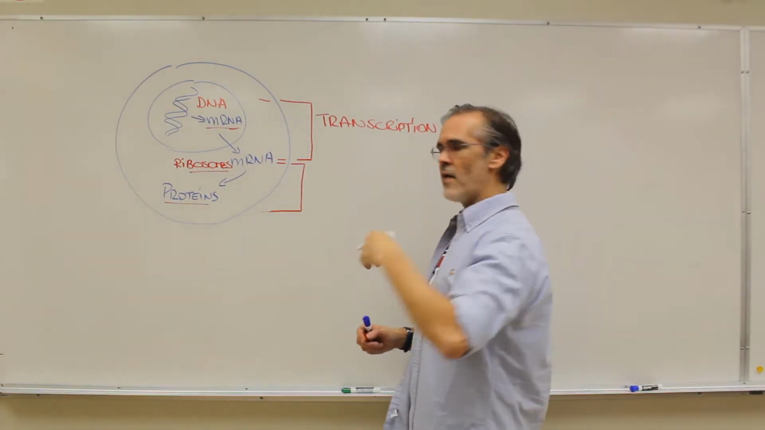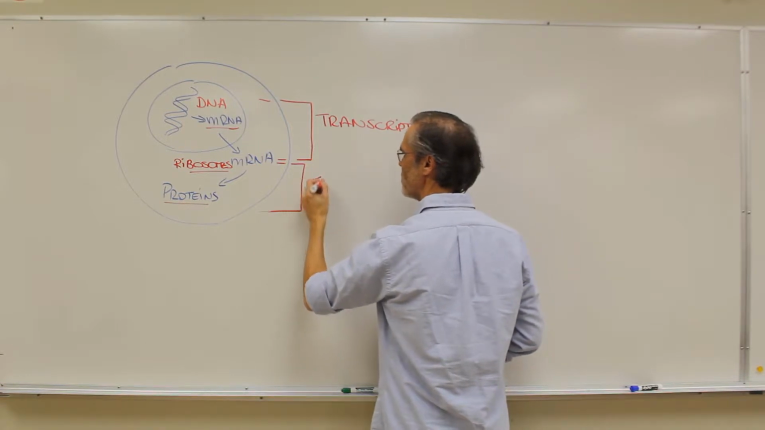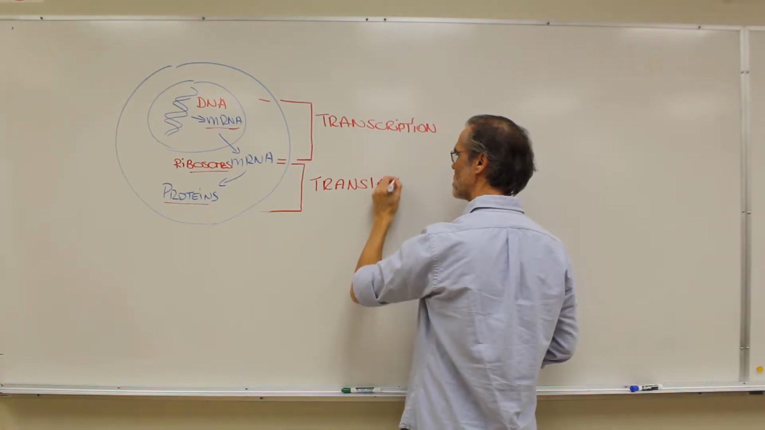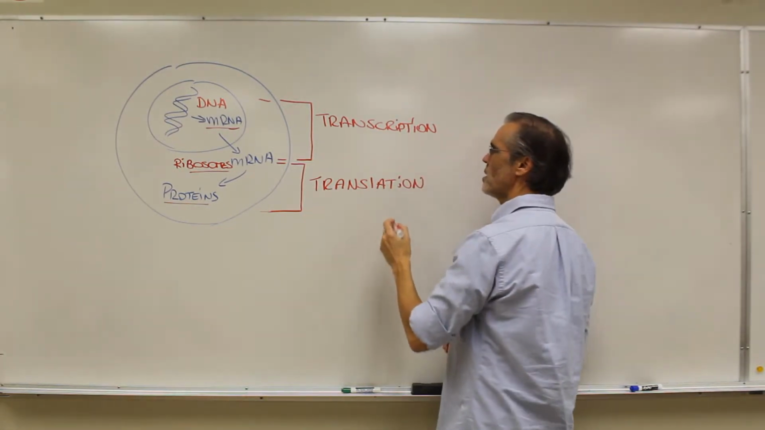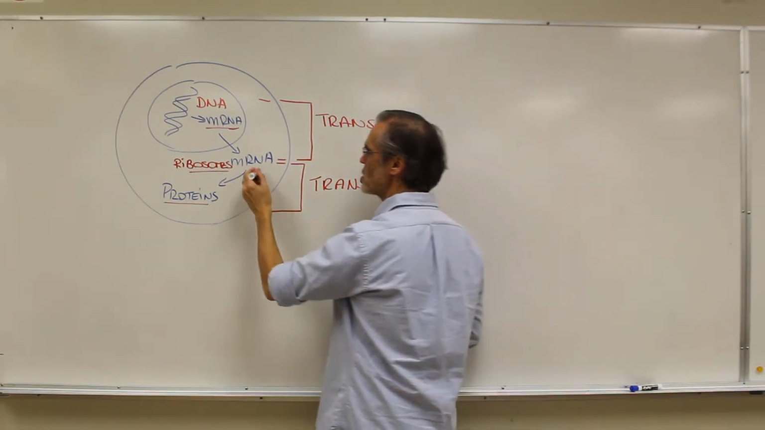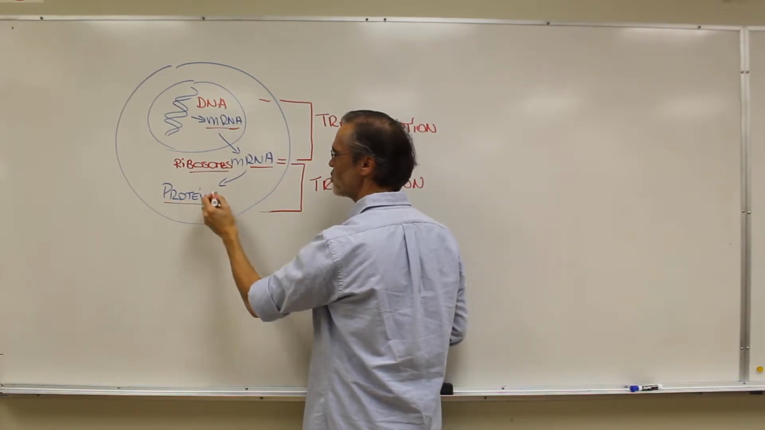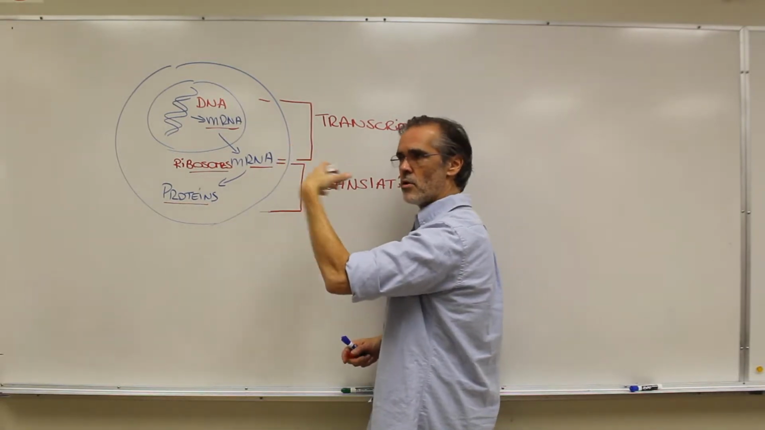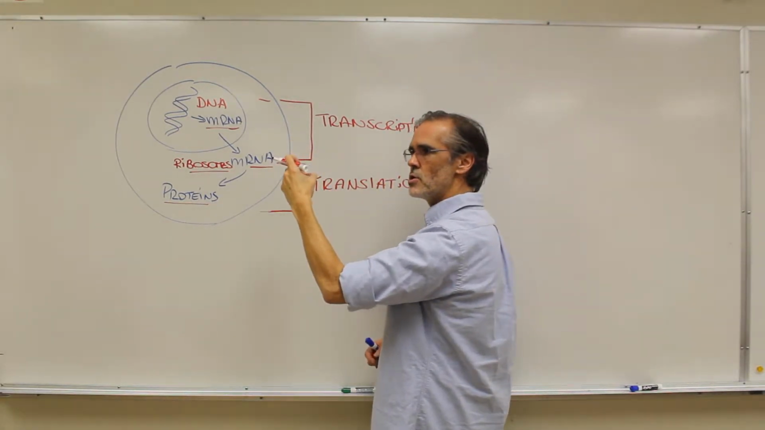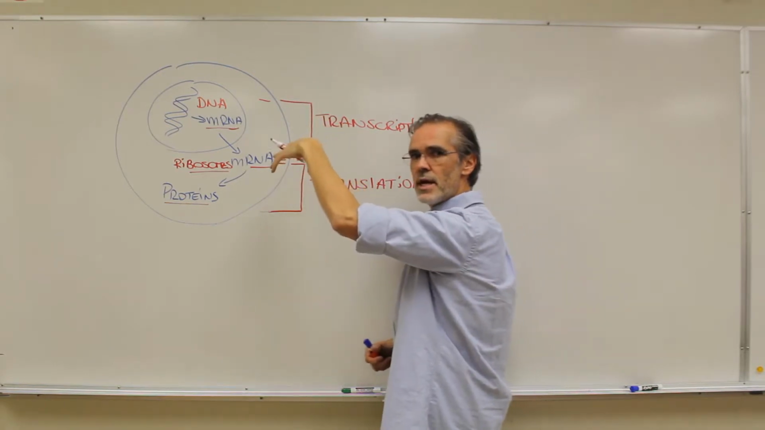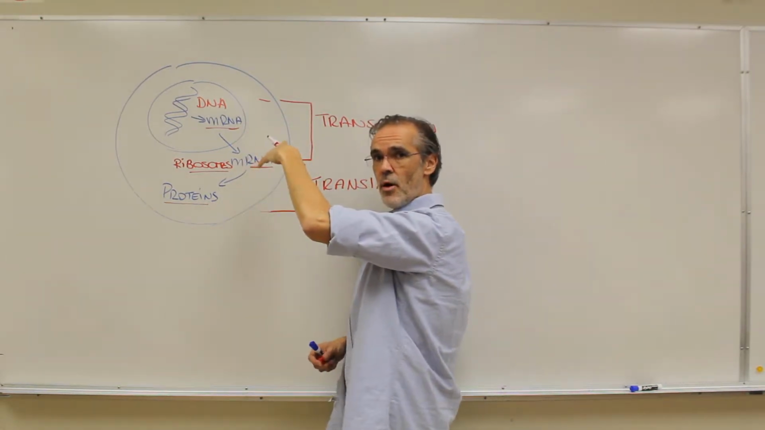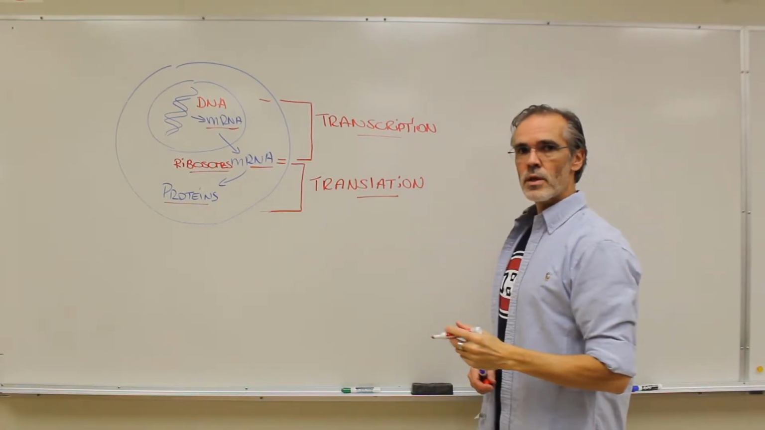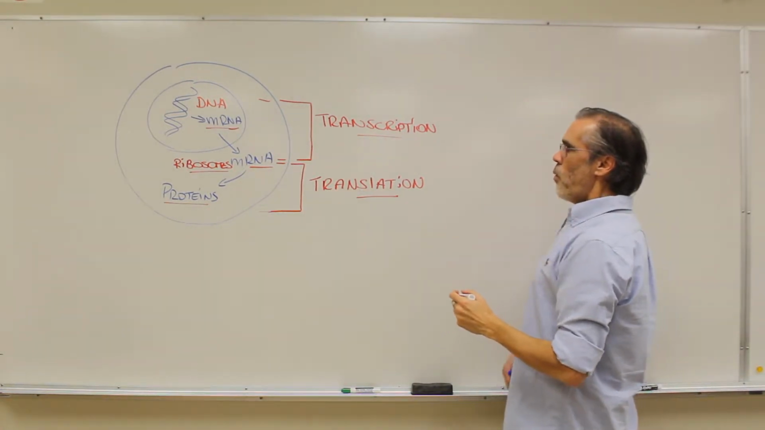That's the other job after, which is the job of this process here, which is translation. Okay? So, the transformation of an mRNA into protein is called translation. The reading of DNA and synthesis of mRNA is called transcription. All right? So, what is this about?